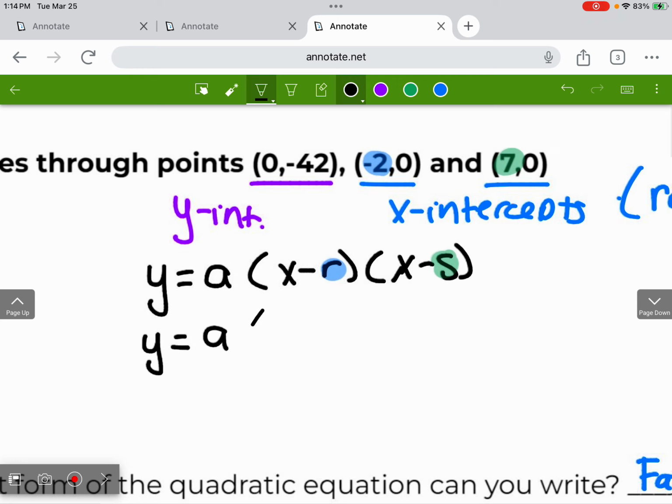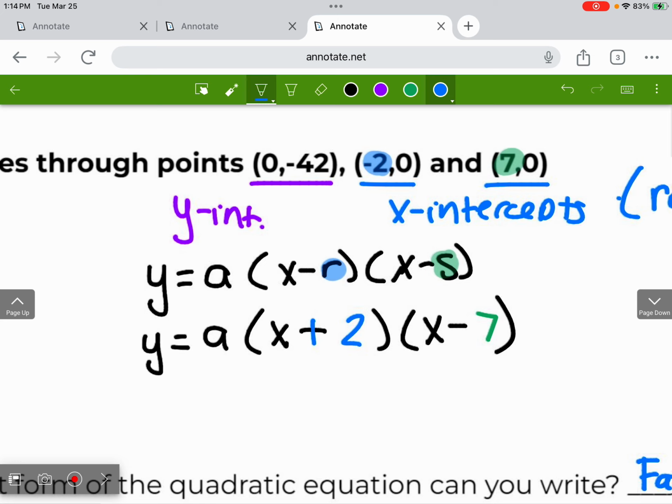Y equals a times x minus -2 and x minus 7. What do we notice about that one right there? What can we fix at this point? Yeah, x minus -2 is gross. We don't usually like to have double signs right there, so x minus -2 is the same thing as having x plus 2. So that's a start.